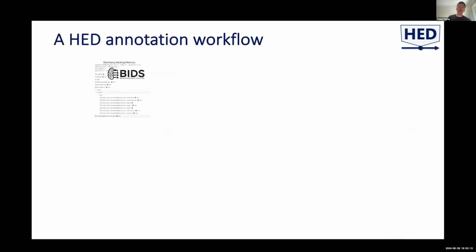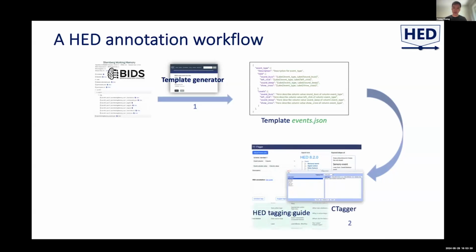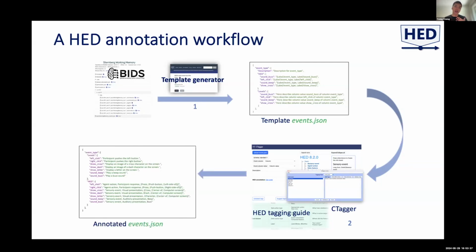So our annotation workflow, which I will go over in the live demo, is again, you take the BIDS data set, you generate the template from the events file to get the template events JSON sidecar. And then you will import this JSON sidecar into our annotation tool, CTagger. And we'll also have other resources to guide your tagging process. And then you have your annotated events JSON file and you put it back into the BIDS directory. And now you have a fully HED annotated BIDS data set to start working on and share with other people.